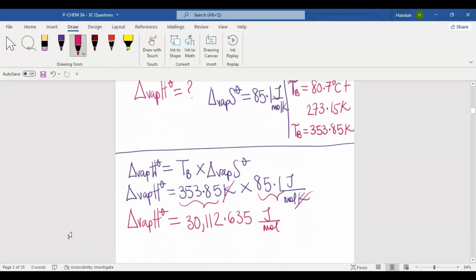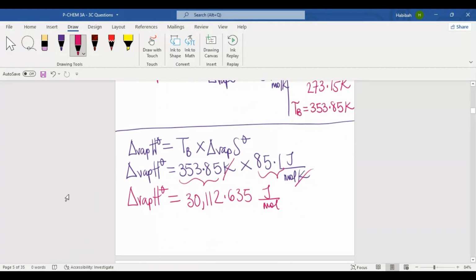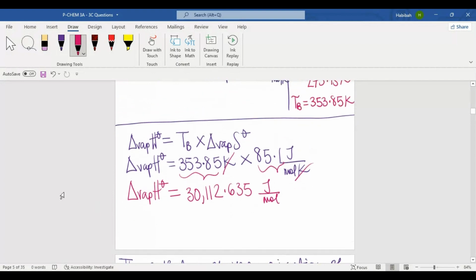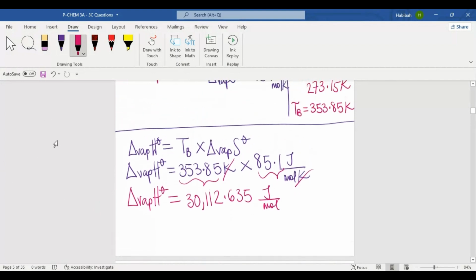Now, let's not forget that for the change in enthalpy values we've been given thus far, a lot of them have been given to us in kilojoule per mole. As you can see in this question, the value is much greater than that. So we can go from joules to kilojoule per mole by dividing by 1,000, because when you go from joules to kilojoules, you divide by 1,000. So the change in enthalpy of vaporization can be rewritten as 30.11264 kilojoule per mole. This is basically the answer.